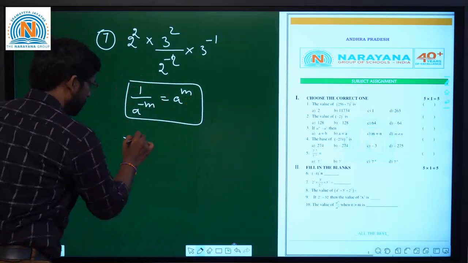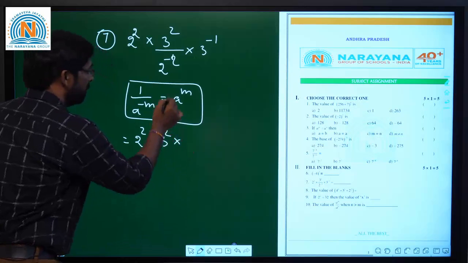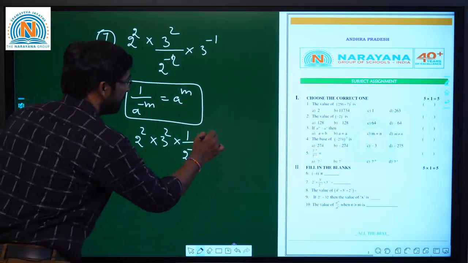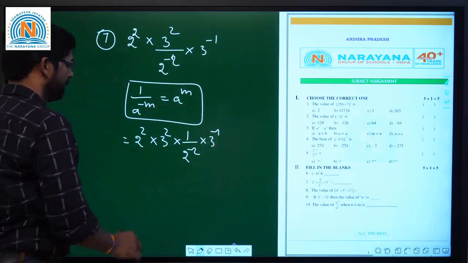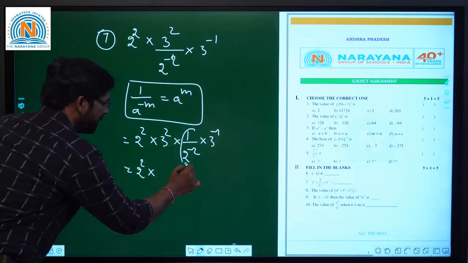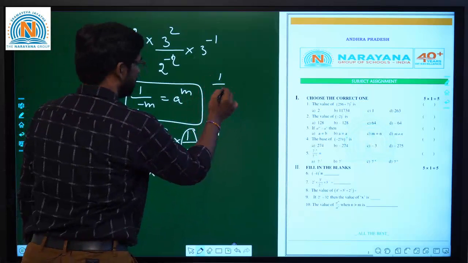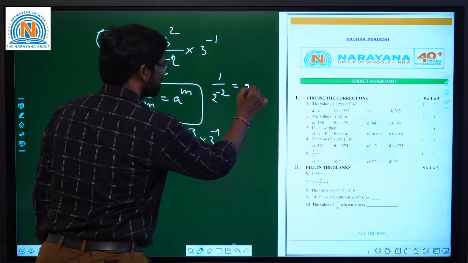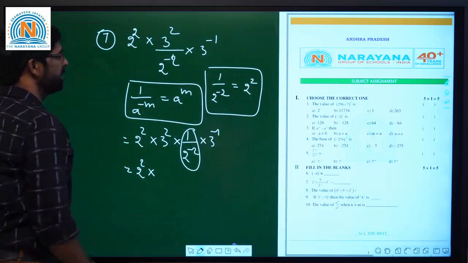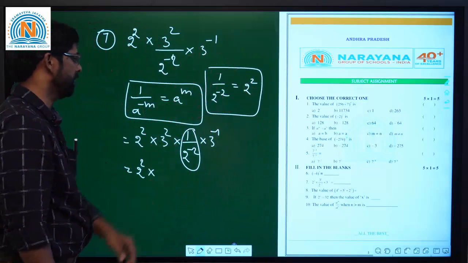Like that, 2 square into 3 square into 1 by 2 to the power of minus 2 into 3 to the power of minus 1. So 2 square, 1 by its value is 1 by 2 to the power of minus 2. Why? Because 1 by a to the power of minus m equal to a to the power of m. Like that, 1 by 2 to the power of minus 2 equal to 2 square.